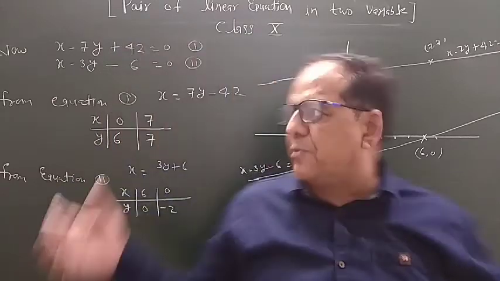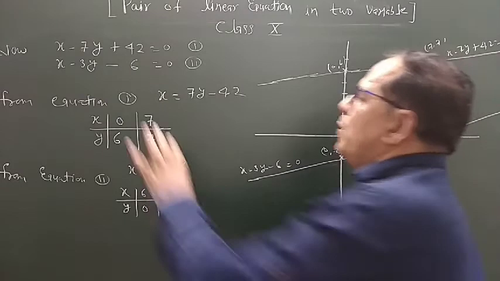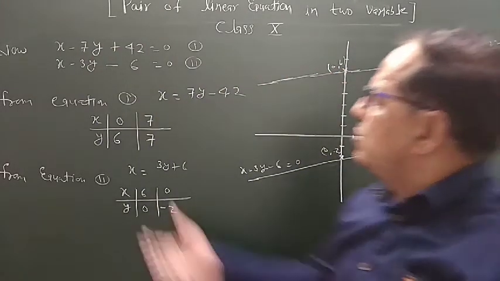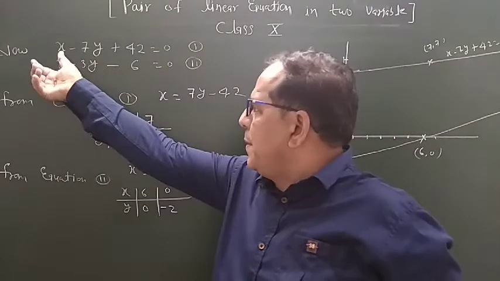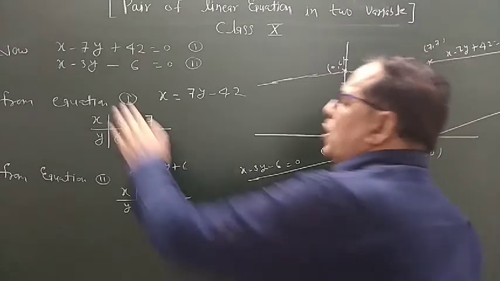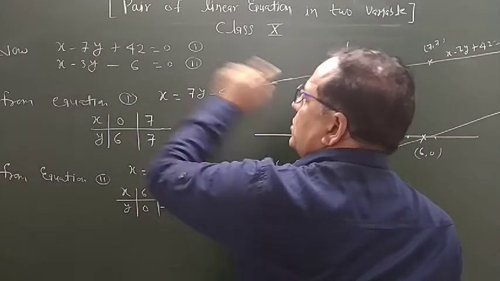These two equations are obtained from the data given in our question. Now we find the graphical representation of these algebraic equations. So now we start with the first equation. Here we have the first equation, x minus 7y plus 42 equal to 0. So now we start with x equal to 7y, because when we transfer 42 it becomes 7y minus 42.